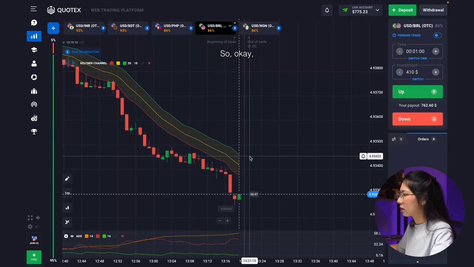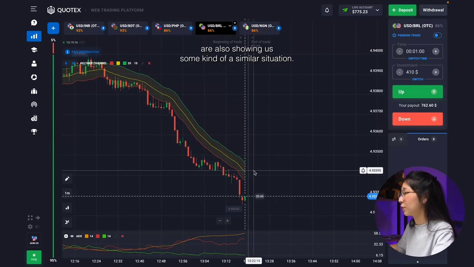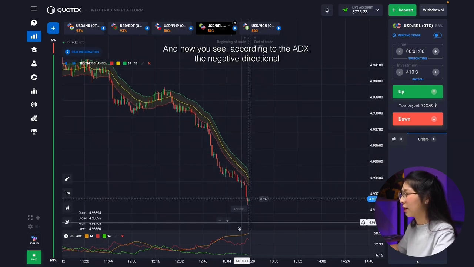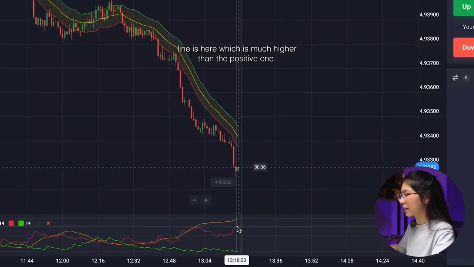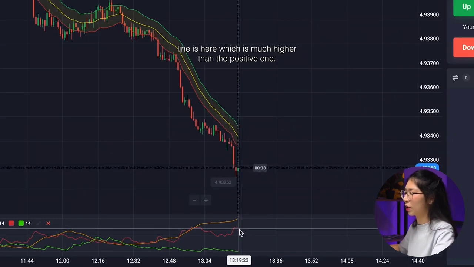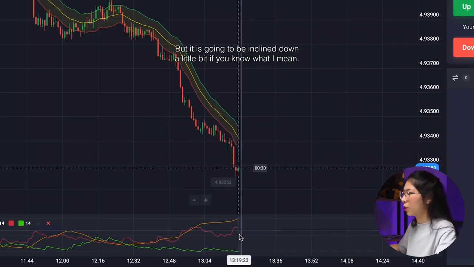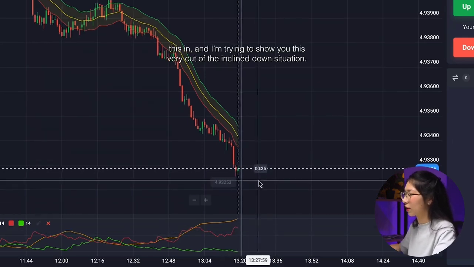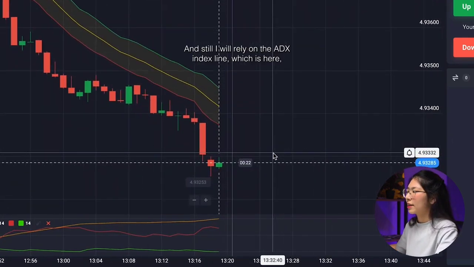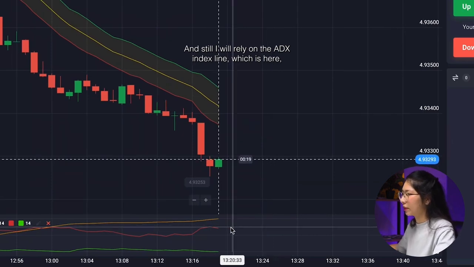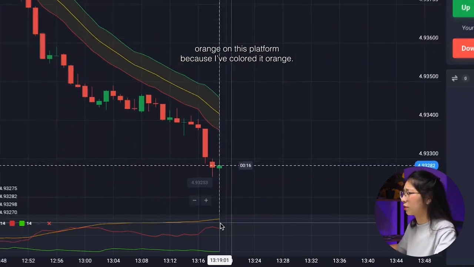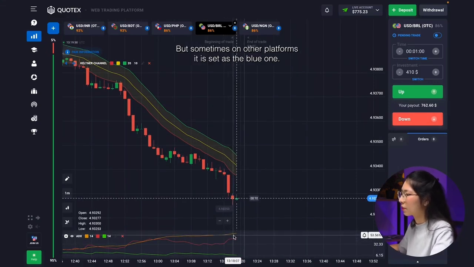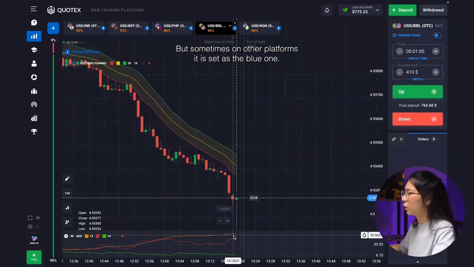So, okay, it is showing us some kind of a similar situation. The general story is here for the bears, and now we see according to the ADX, the negative directional line is here, which is much higher than the positive one, but it's going to be inclined down a little bit, if you know what I mean. I'm zooming this in and I'm trying to show you this very kind of inclined down situation, and still I will rely on the ADX index line, which is here orange on this platform because I've colored it orange. But sometimes on other platforms it's the blue one.